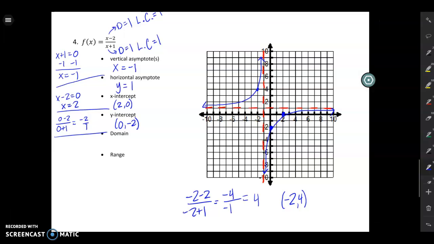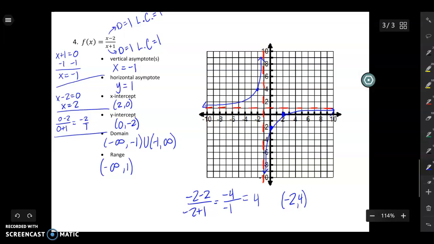Okay. Now we just need to write in the domain and the range. So remember, your domain is all your x values, so the only restriction there is your vertical asymptote. And then with your range, the only restriction is your horizontal asymptote. And the horizontal asymptote isn't always a restriction on the domain or on the range, but in this case it is.